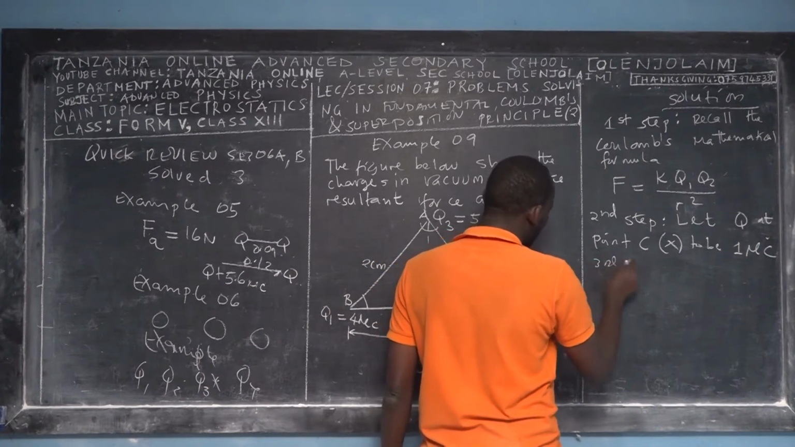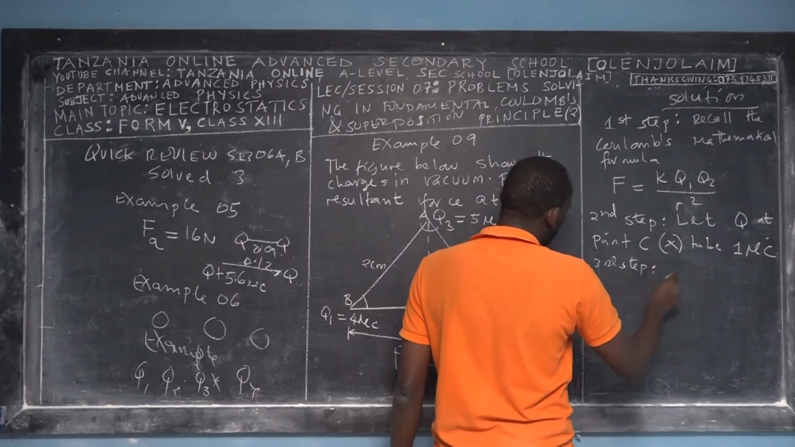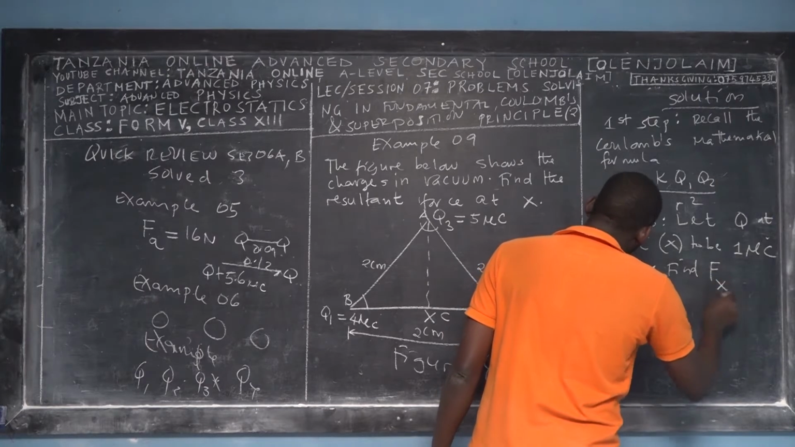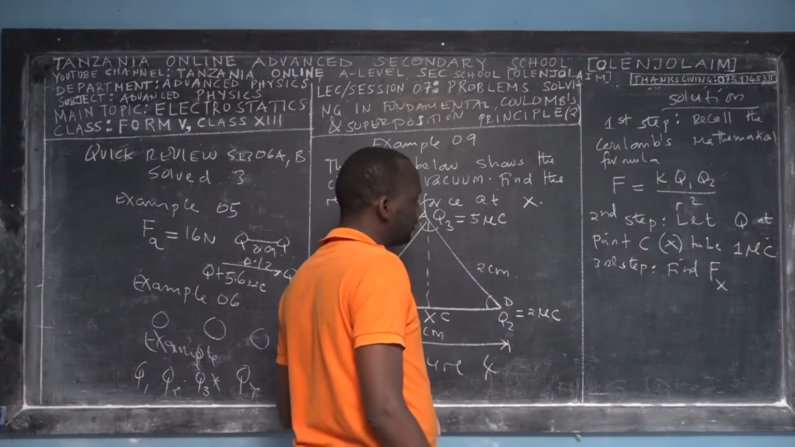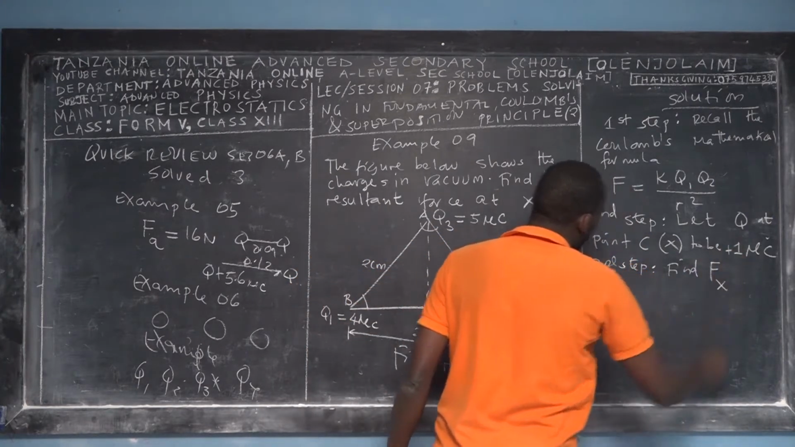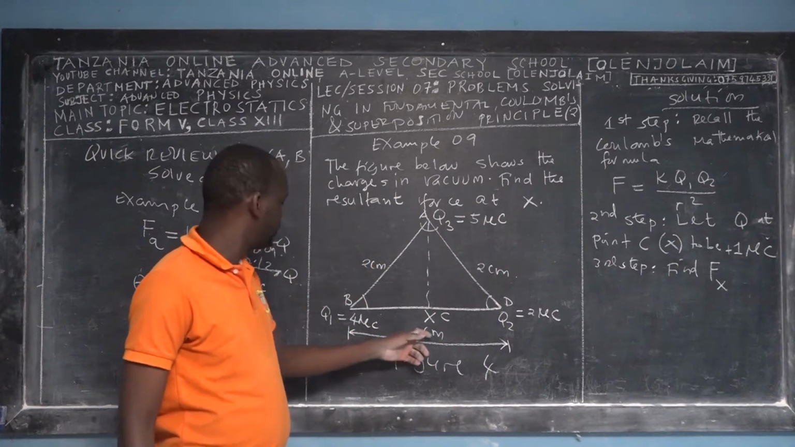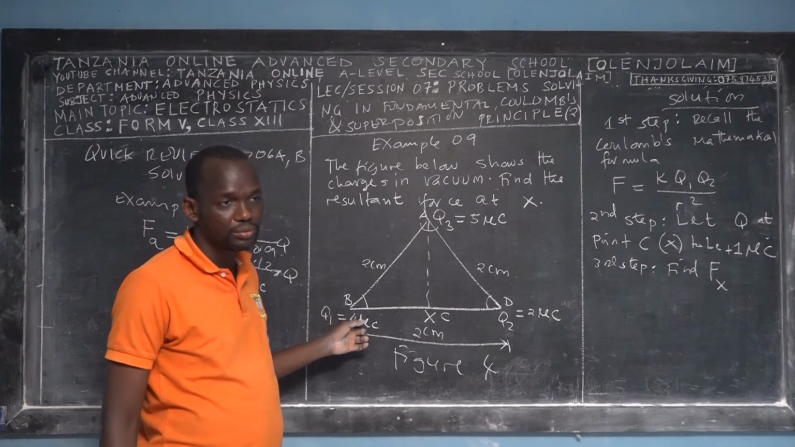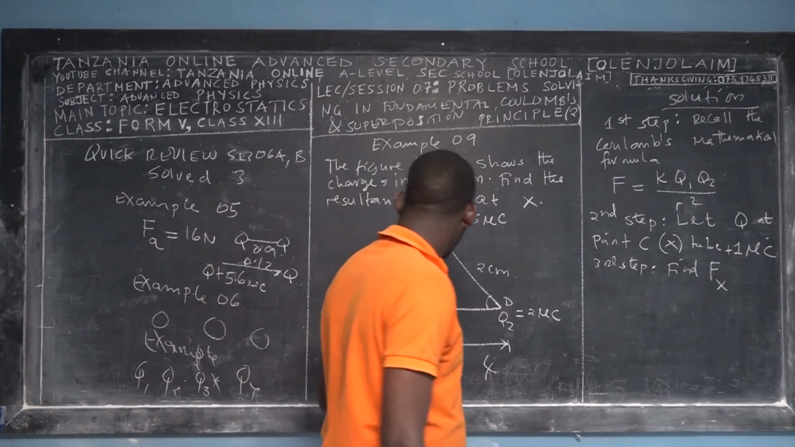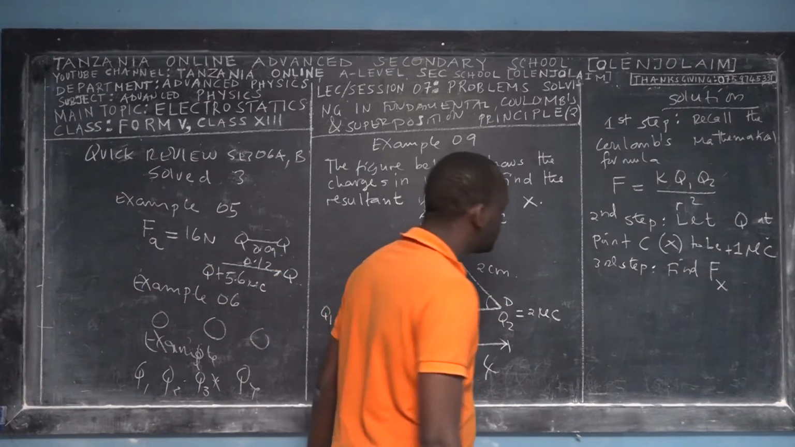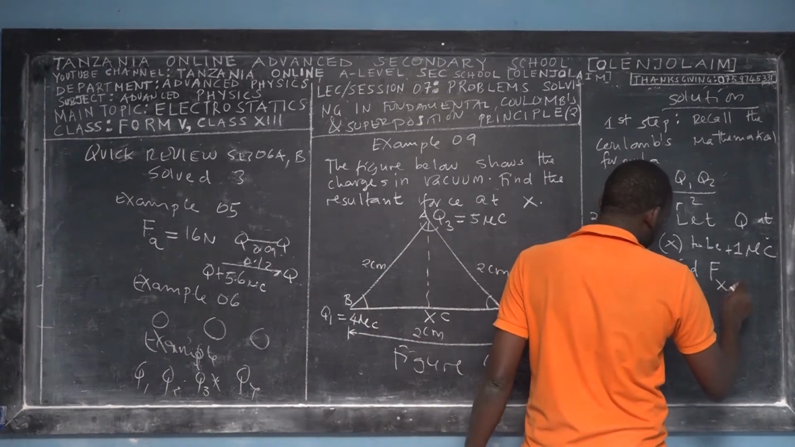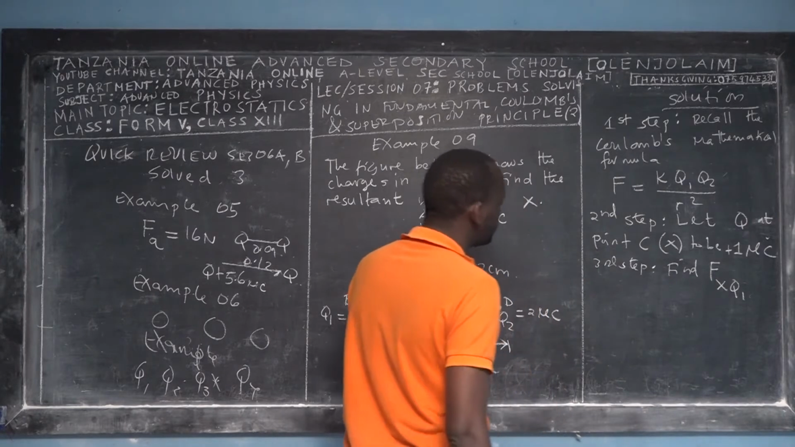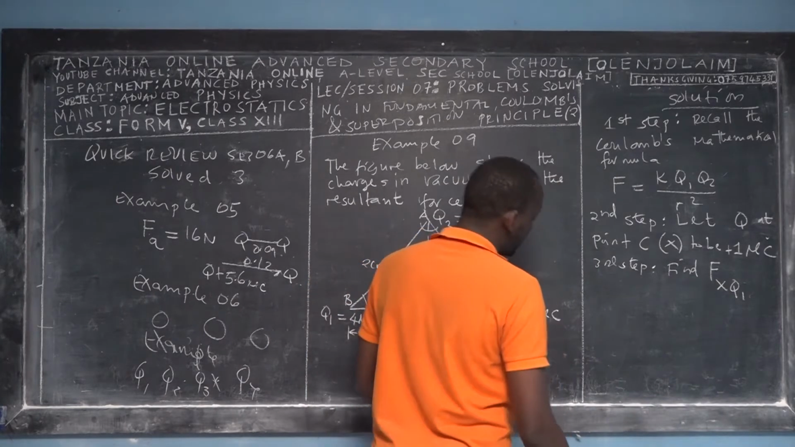The third step: now let us find the force. Because this is positive, we let it be positive 1 microcoulomb. Positive and positive, because if the sign is not written, it means it's positive. So X will be pushed by Q1. We find the repulsion force between Qx and Q1.